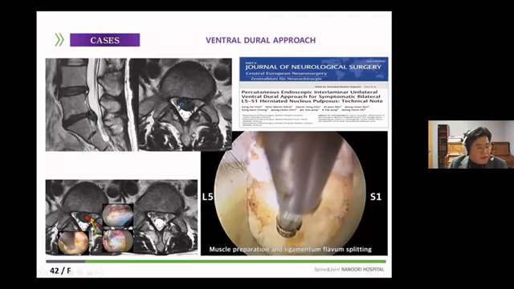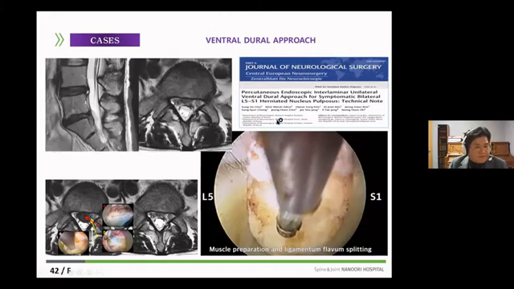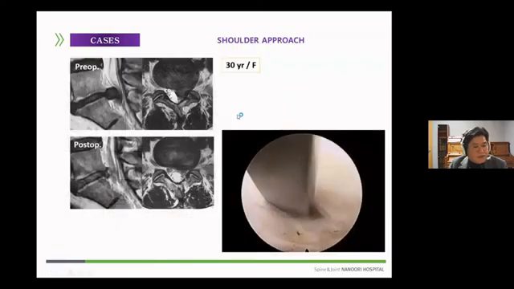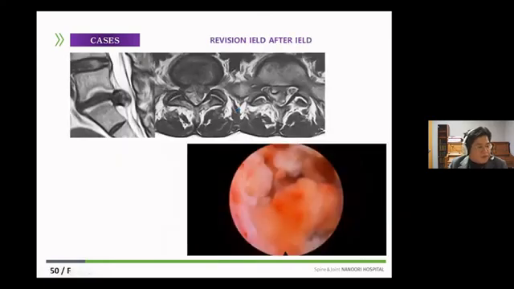When bilateral disc pathology needs management, a ventral dural approach can be used to effectively resolve these bilateral lesions. If the pathologic disc is located in the shoulder area, it can be effectively solved by using the shoulder approach. You can see here. Also, this case shows recurrence after interlaminar endoscopic lumbar discectomy. In these cases, we can also solve the problem through the existing fissure. You can see here.